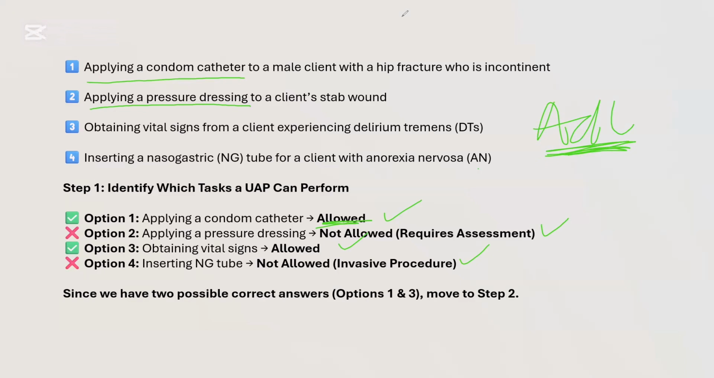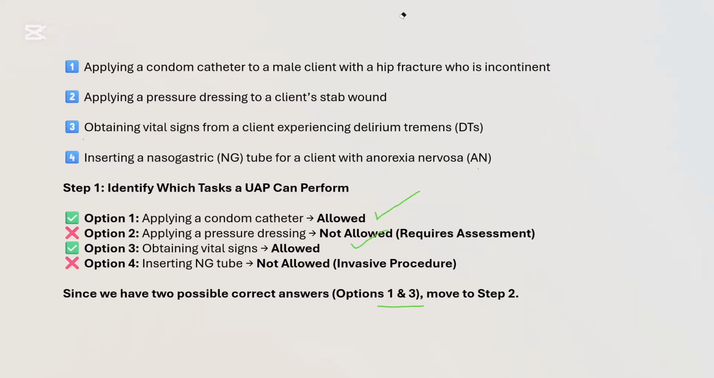Can they obtain vital signs? Yes, it's allowed. Can they insert an NG tube? No, because that is an invasive procedure, so they cannot do that. That is the reason why you can see everything I have here on the screen: allowed, not allowed, allowed. At the end of the day, we have two options right here, 1 and 3. That's why I said when you have two tasks that the UAP can do, you have to move on to step 2.